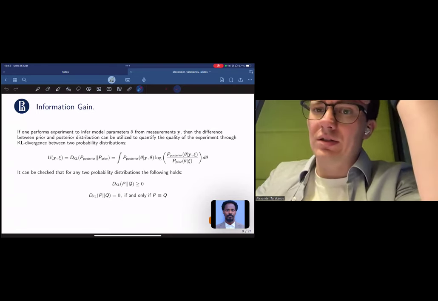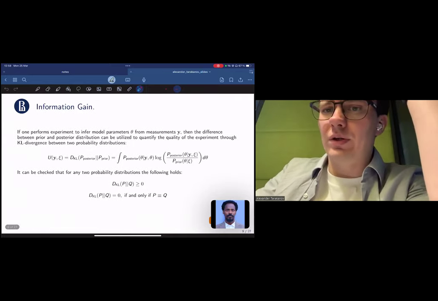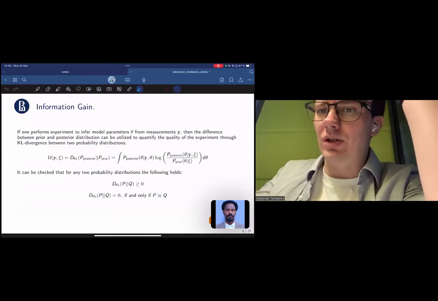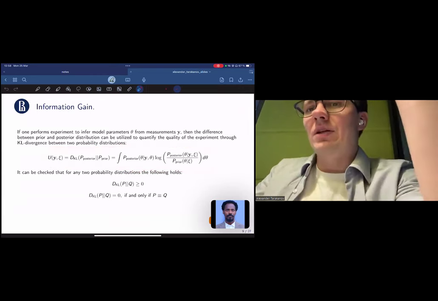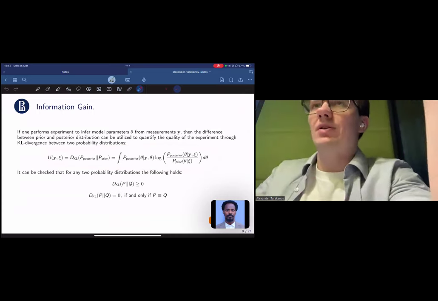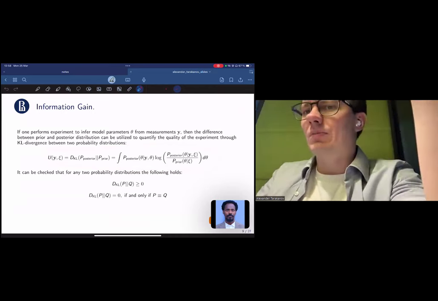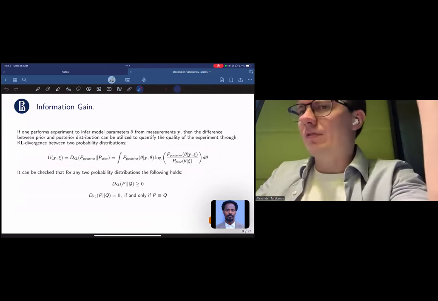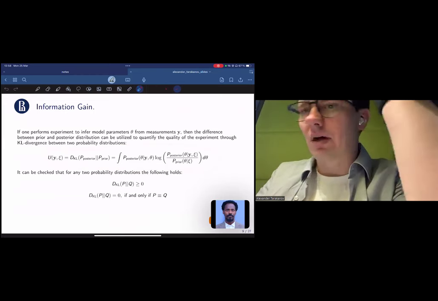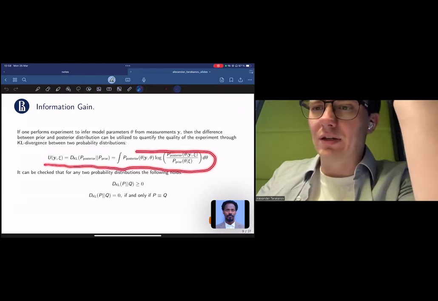So, the main issue. First of all, what we can do now is compute the KL divergence between the posterior distribution and the prior distribution. This divergence will tell us how the distribution of our model parameters changed after we conducted the measurements. Basically, if this change is high, that means that our experiment was informative. If the posterior distribution is close to the prior, then our experiment was not very informative. So this is for a single measurement.